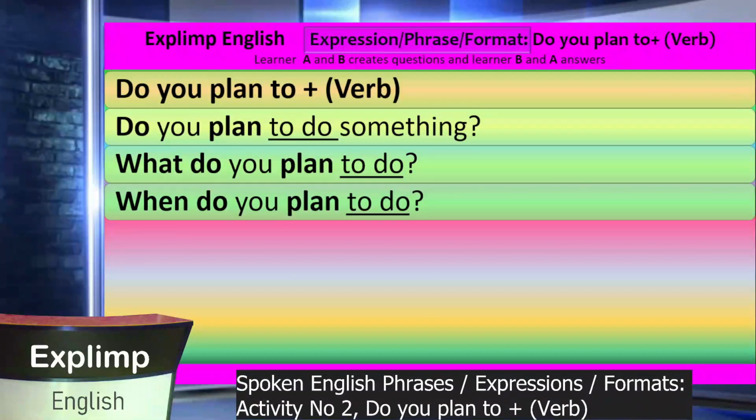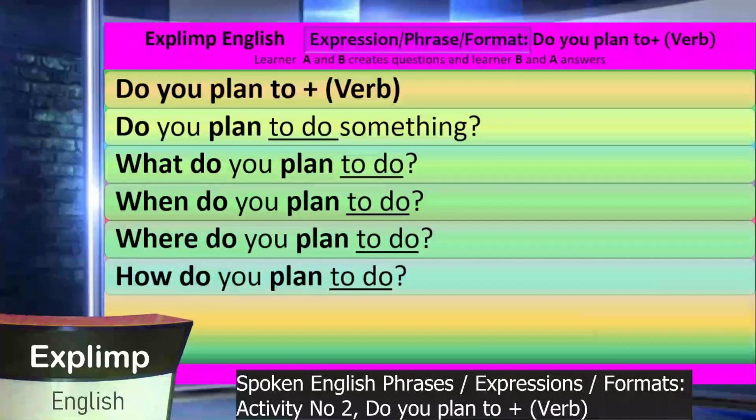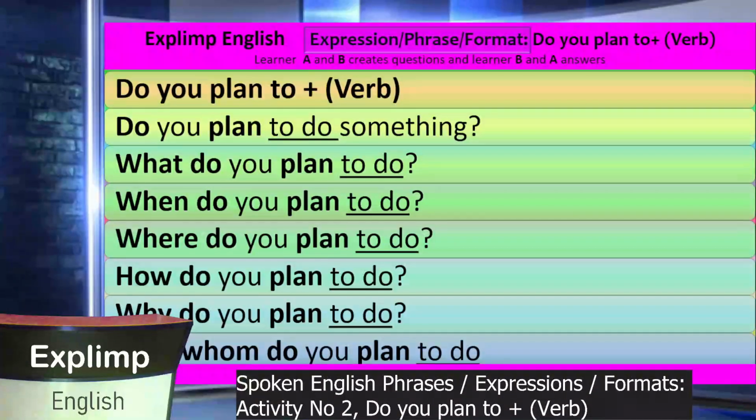The next one is, when do you plan to do? Yeah, what is the timing? The other question is, where do you plan to do? And the next question is, how do you plan to do? And the second final question is, why do you plan to do? I mean, what is the reason why you do it? And the last question is, with whom do you plan to do?